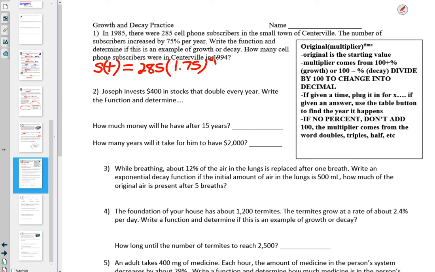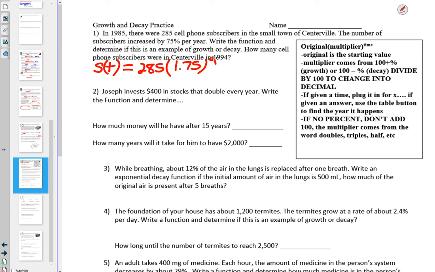No, we're not counting cell phones. What are we counting? People. Yeah, we're counting people. We're counting subscribers. And you can't have part of a person unless they're really short. So you've got to round down.